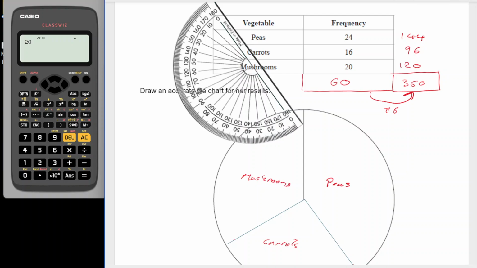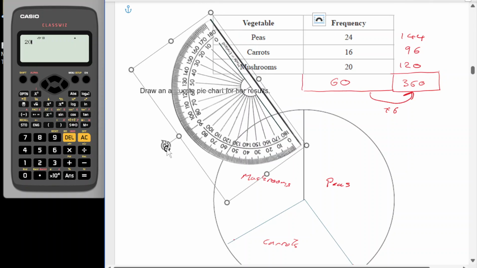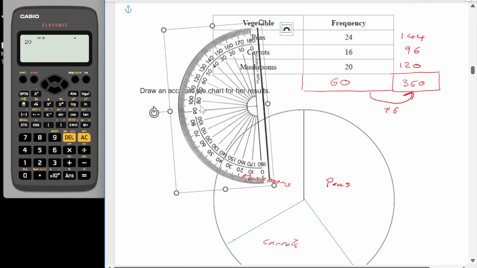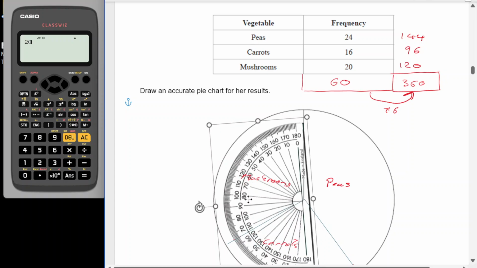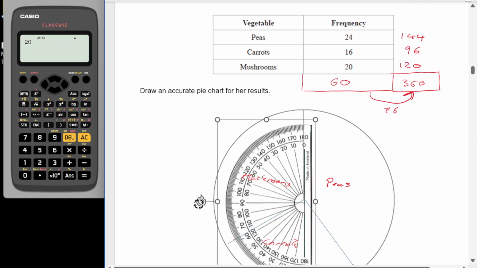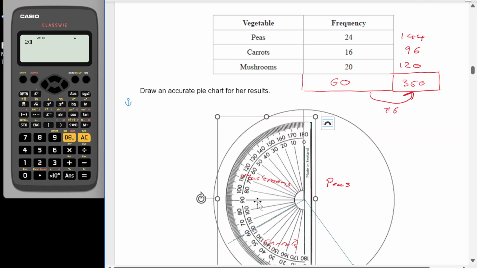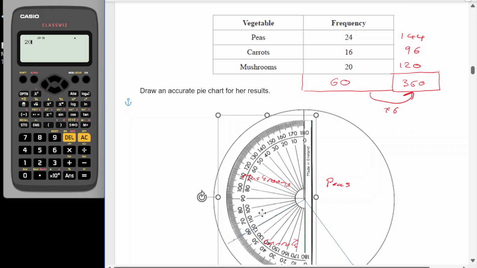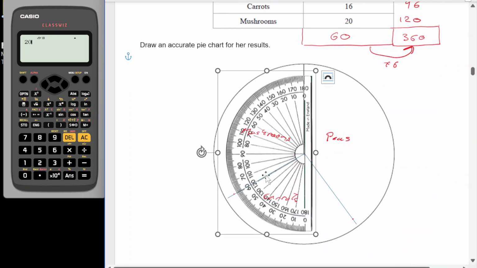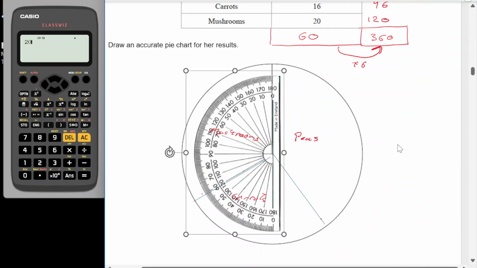And if I've drawn that correctly, that final angle should be 120. So let's just measure it and see how accurate my drawing skills have gone. Slightly off the zero line there. So we're pretty bang on to 120 there. So we've got a pretty accurate drawing. There we go. So that's my pie chart.